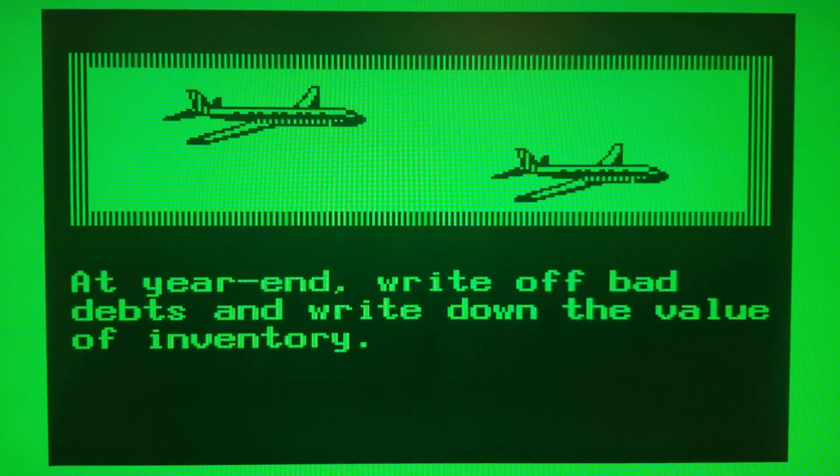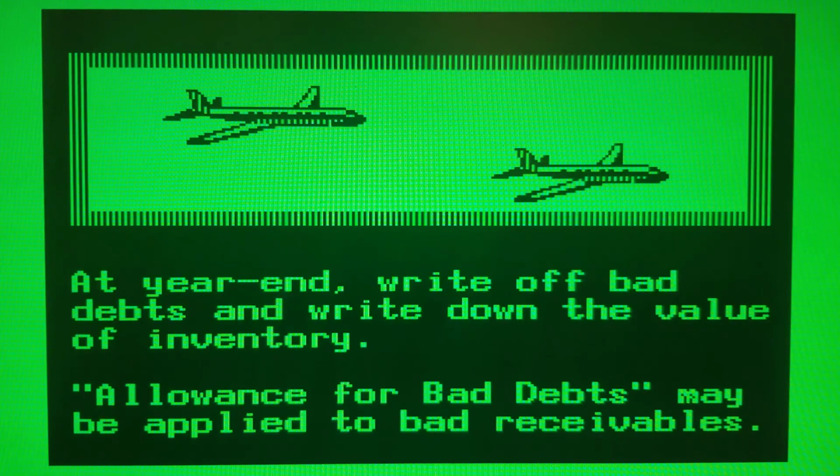At the end of the year is an appropriate time for writing off bad debts and writing down the value of inventory. If there is a contra-asset account to accounts receivable called allowance for bad debts, in which some selected percentage of credit sales are entered, this may be then applied to specific bad receivables.